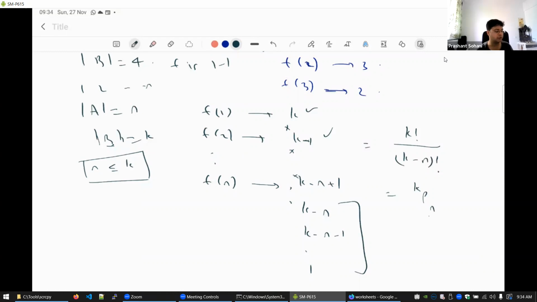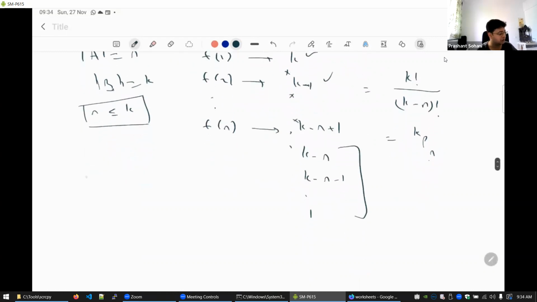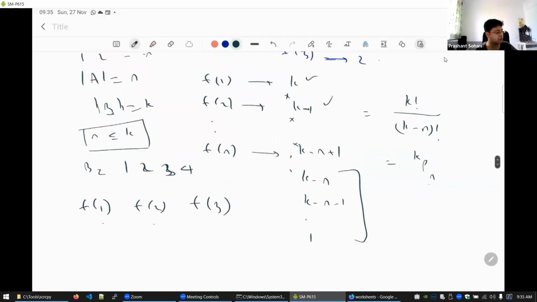Do you see this is actually a permutation problem? What we are saying is that we want to arrange three elements, like if I put them in a straight line, f of 1, f of 2, f of 3, and B has the choices 1, 2, 3, 4. So basically out of these four objects, I want to arrange them in three positions. That is exactly the same problem we are solving. So the number of injective functions is kPn, from a set of size n to a set of size k.